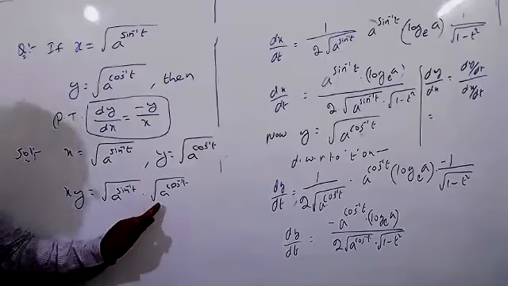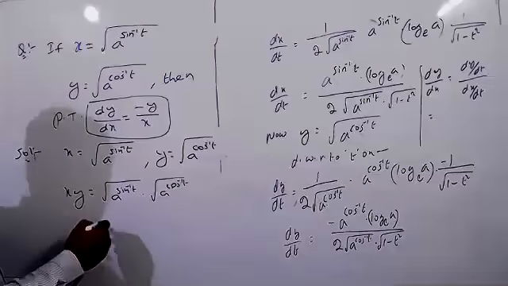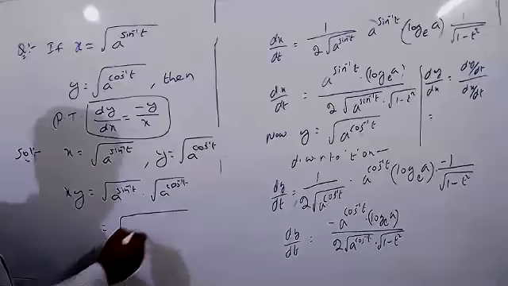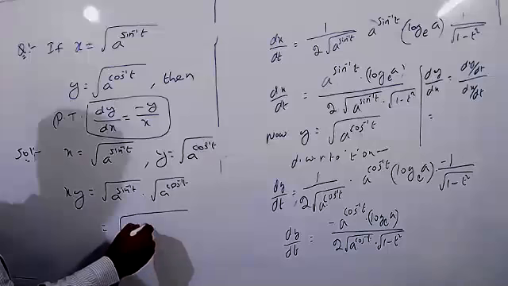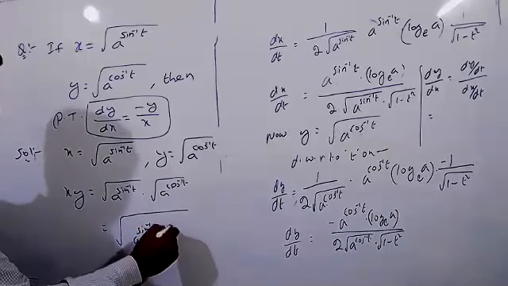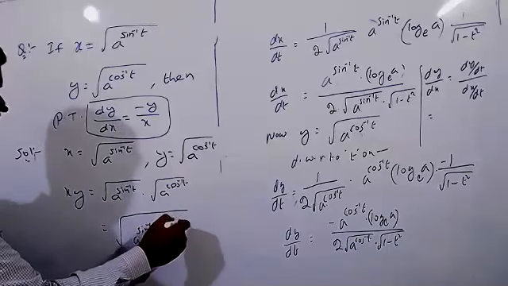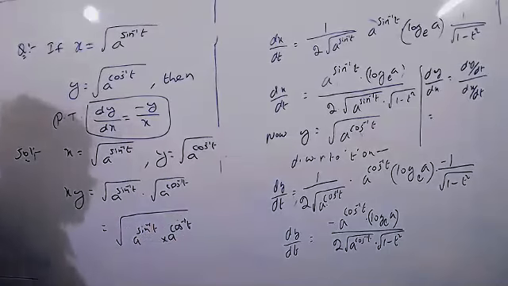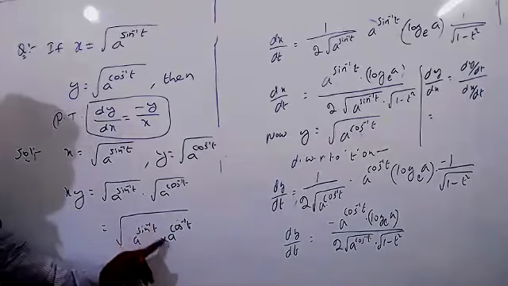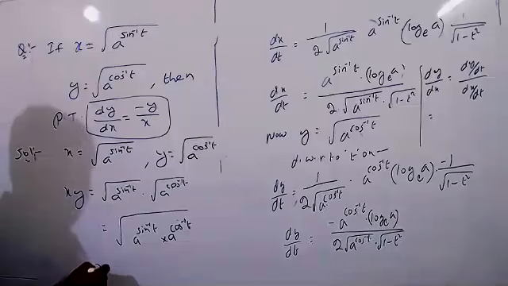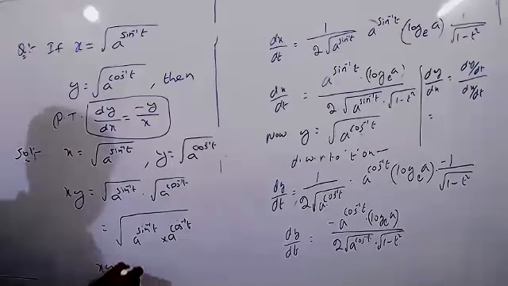Now root a into root b. Root a into root b equal to how much? The square root of a power sin inverse of t into a power cos inverse of t. What about this formula? A power m into a power n equal to a power m plus n. So therefore xy equal to, you can write this value now.